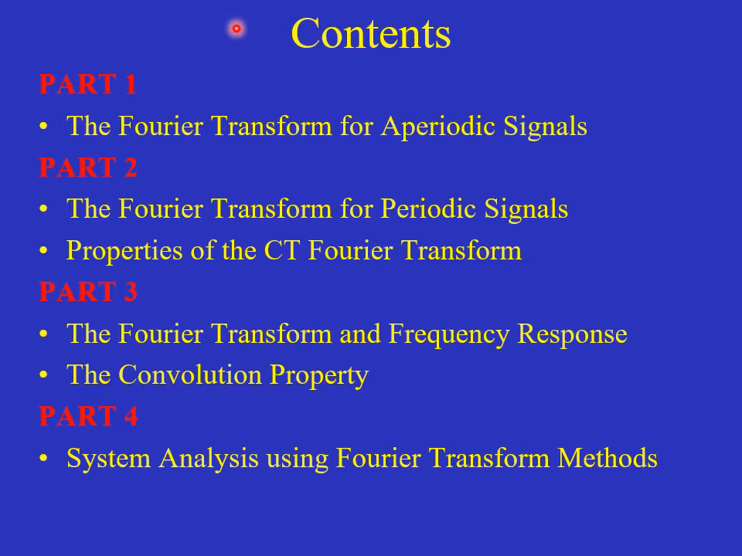So Chapter 4 is broken up into 4 parts. This is Part 1, where we will be looking at the Fourier transform for aperiodic signals. In Part 2, we'll basically be doing the same thing for periodic signals. Part 3 will deal mostly with the frequency response and convolution property, a couple of things that we've already been introduced to in the previous chapter. And then the last part of this lecture will look at system analysis using Fourier transform methods.